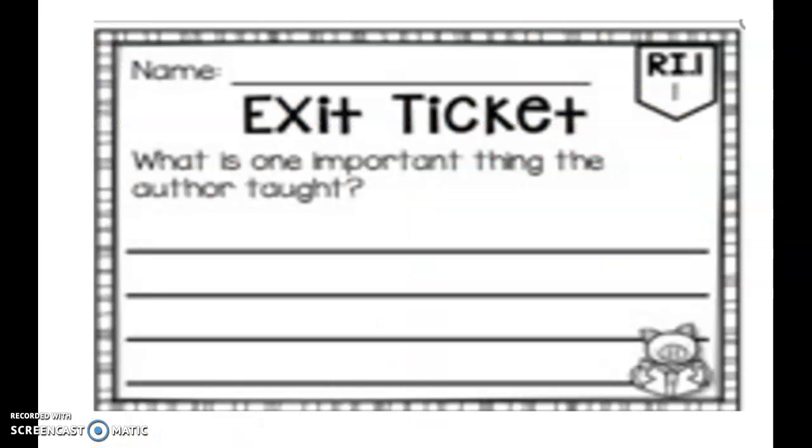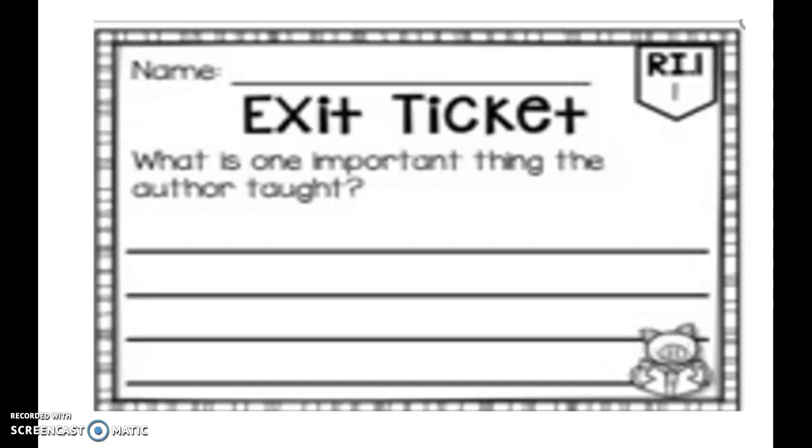Here is an exit ticket. I want you to use this exit ticket to identify what is one important thing that the author taught. For me, one important thing that the author taught was how to appreciate people and not to take advantage if I have a big sister or big brother cooking and cleaning for me. Once you identify one important thing that the author has taught you, I want you to use the exit ticket and write your response inside of Class Dojo.